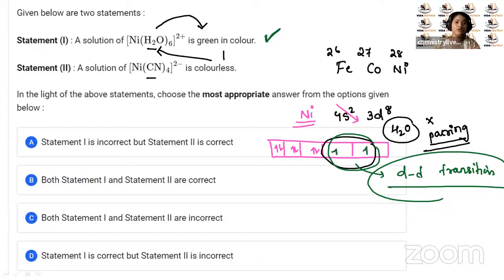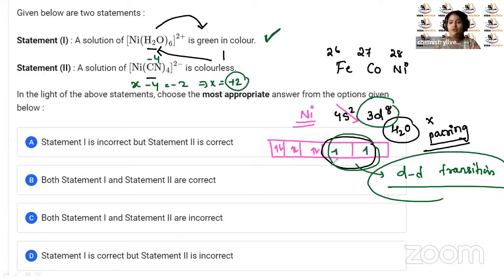Okay. Now talking about this second one, children, as we see that this is -4. Cyanide has a charge of -1, so 4 cyanide will give you a charge of -4. This is x. x - 4 equals -2, which implies x equals +2. So again you are going to have 3d8 electrons, the same electronic configuration.